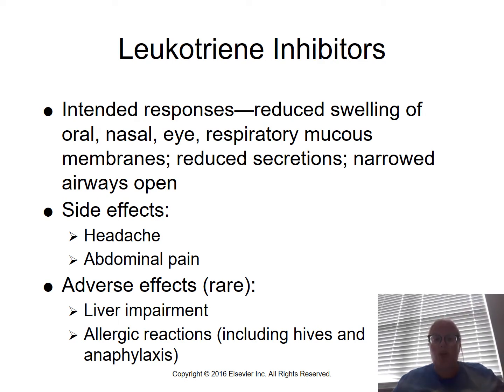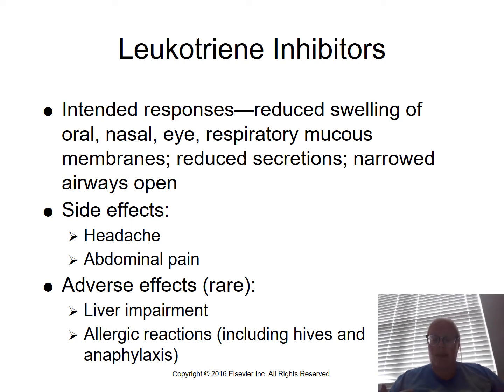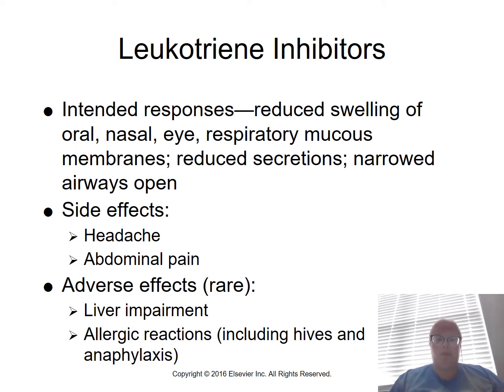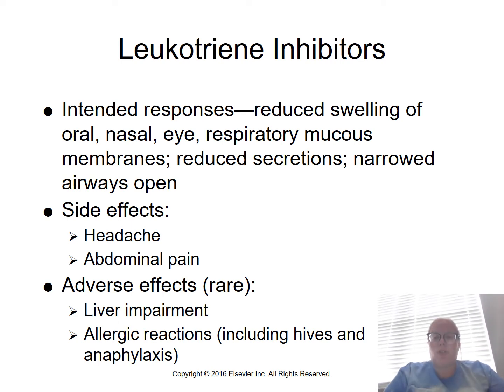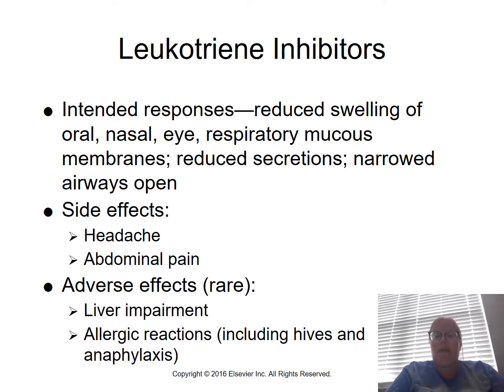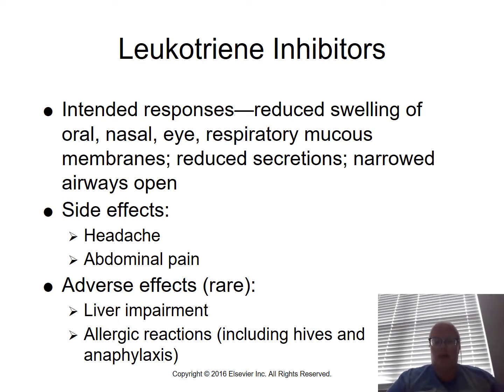Now, these leukotriene inhibitors, if you would give them to a patient with allergies, they would definitely have less of an inflammatory response. Typical side effects are headache and abdominal pain, and then very adverse, which are bad or rare side effects, are liver impairment, and also allergic reactions, and that includes hives and anaphylaxis.